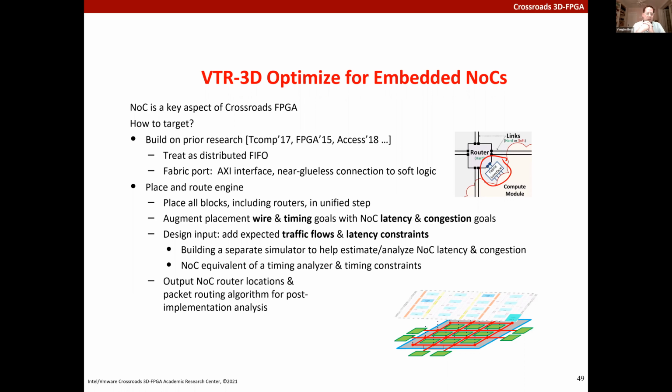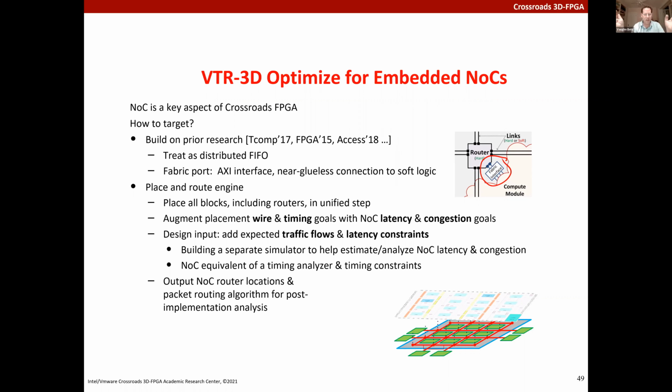To do that, we need to augment the placer's wire and timing goals, which it already has, with new goals: NOC latency and congestion. So we're going to need new design input. We'll add expected traffic flows and constraints on latency for those flows. Now, how do you get those flows and how do you come up with those latency bounds? Well, perhaps a designer just knows if I use this latency, it will be okay.